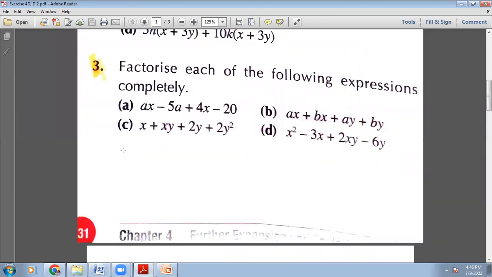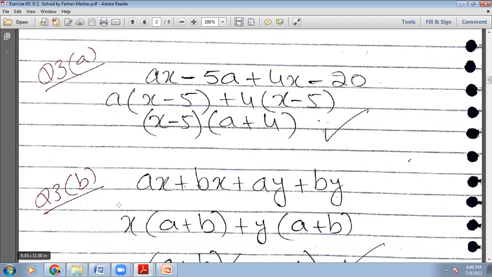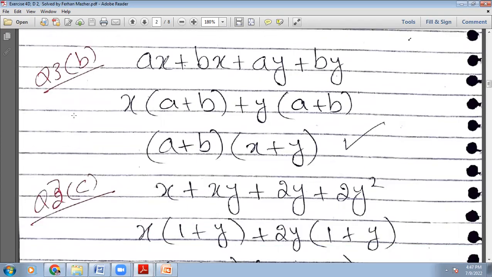Question number 3 is B part. He says ax plus bx plus ay plus by. So here we go, ax plus bx plus ay plus by. From the first 2 terms, x is common, and from the last 2 terms, plus y is common. So when you take x common in the bracket, you will have a plus b. When from here you will take y common in the bracket, you will have a plus b.